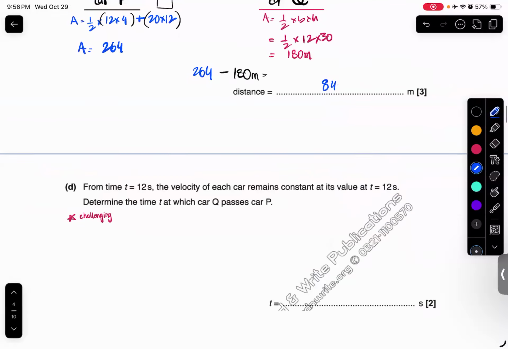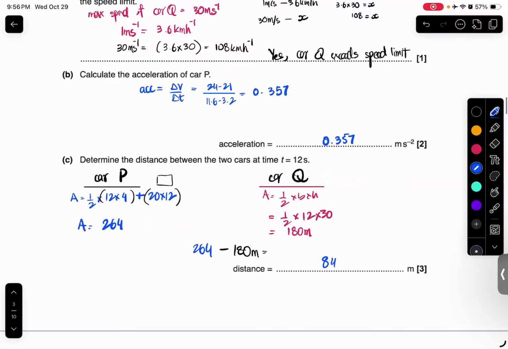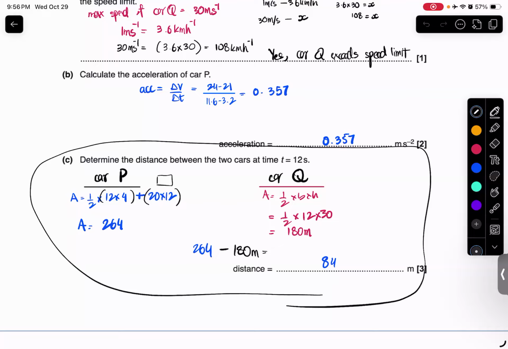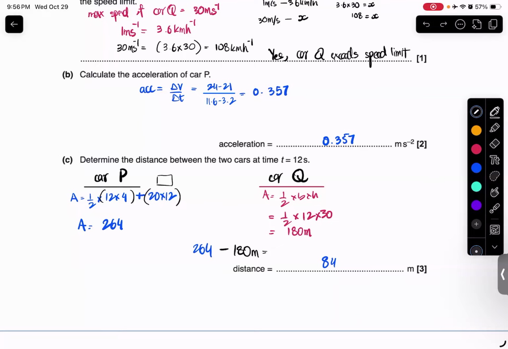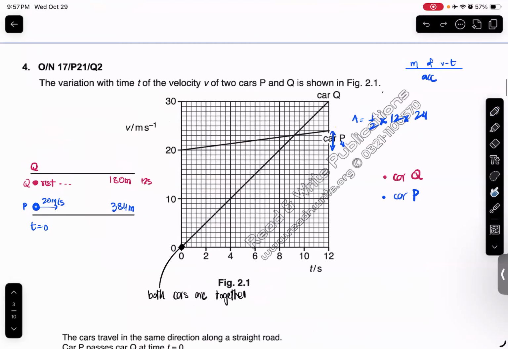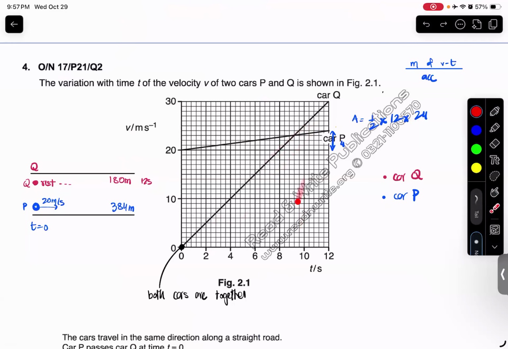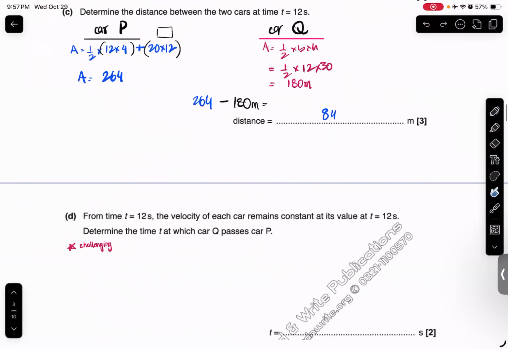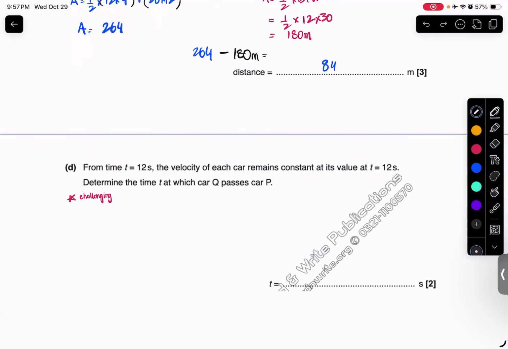Now, finally, part D. Any problems in part C? Yes, Ariz and Kaima. Did you get this part? It's basically just calculating the area under the curves and then subtracting. Yes, Kaima, did you get it? Yes. Okay, part D.